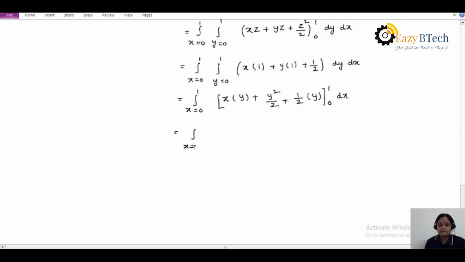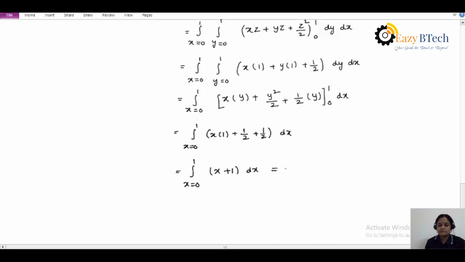Integral x is equal to 0 to 1, x into 1 plus 1 by 2 and again plus 1 by 2 dx. Yeah, integral x is equal to 0 to 1, x plus 1 dx, because 1 by 2 plus 1 by 2 is nothing but 1 only.